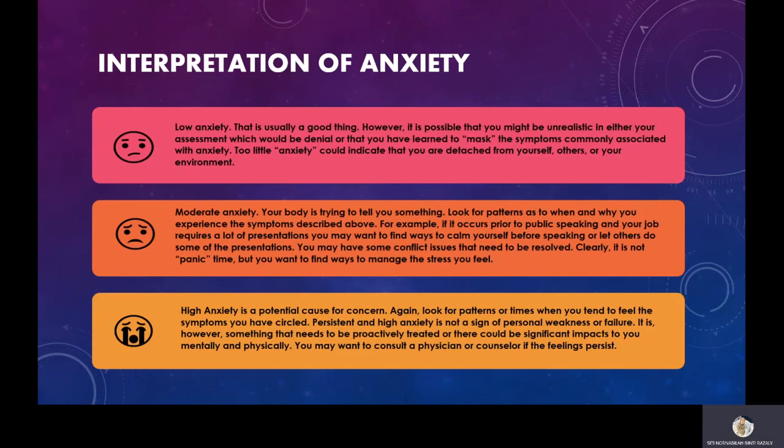For the second level of anxiety, which is moderate anxiety, your body is trying to tell you something. Look for patterns as to when and why you experience the symptoms described above. For example, if it occurs prior to public speaking and your job requires a lot of presentations, you may want to find ways to calm yourself when speaking or let others do some of the presentations. You may have some conflict issues that need to be resolved. Clearly, it is not panic time, but you want to find ways to manage the stress that you feel.